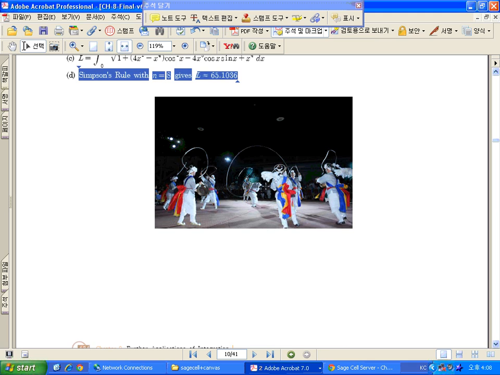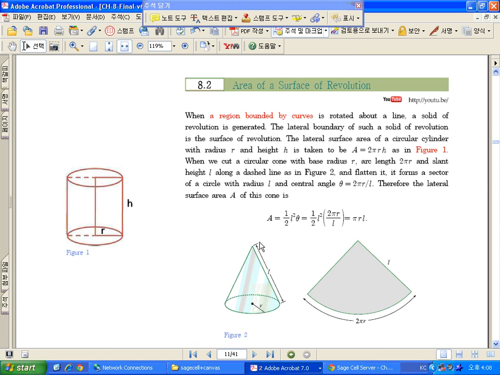And this is the photo that I took when we had the ECMI 12 last summer.